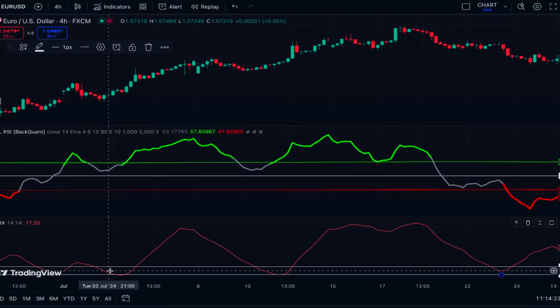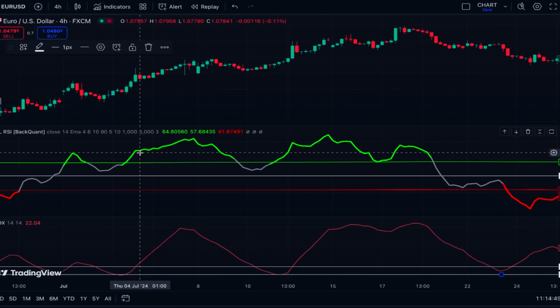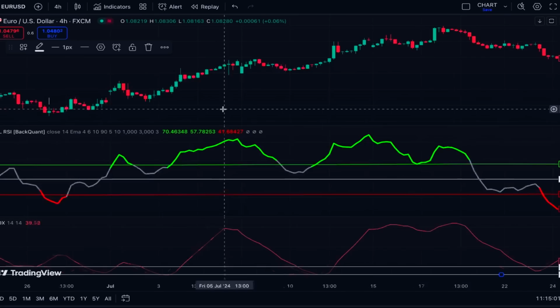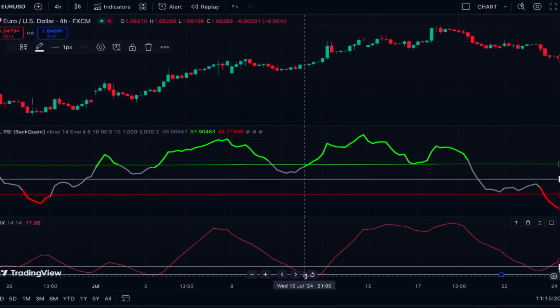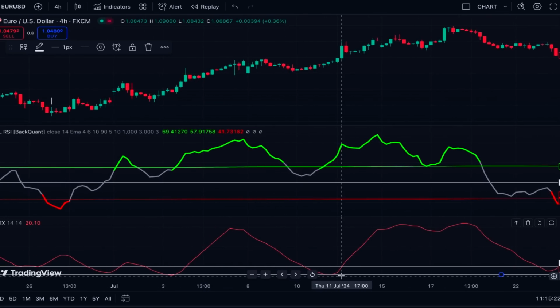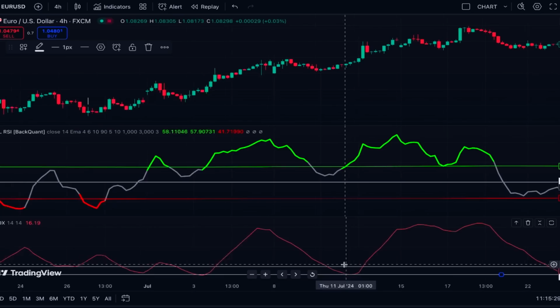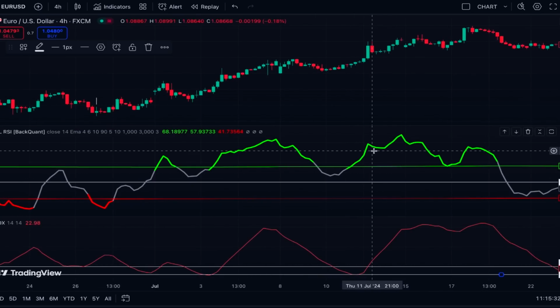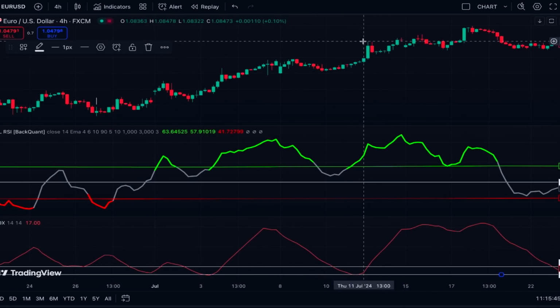So for example, here you can see that the ADX line is at the 16 level and then it crossed above 20 at this point, and at the same time RSI is above the level, showing a strong bullish momentum. So the signal is confirmed and we could enter a long position at this point. Again, here you can see that ADX is at the 16 level and then it crossed above 20 at this point. Here you can see that RSI is above the level, so another long position could be opened at this point.